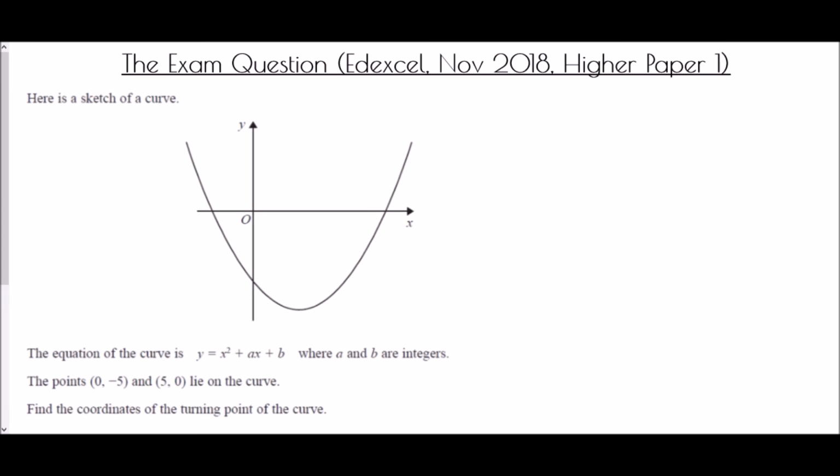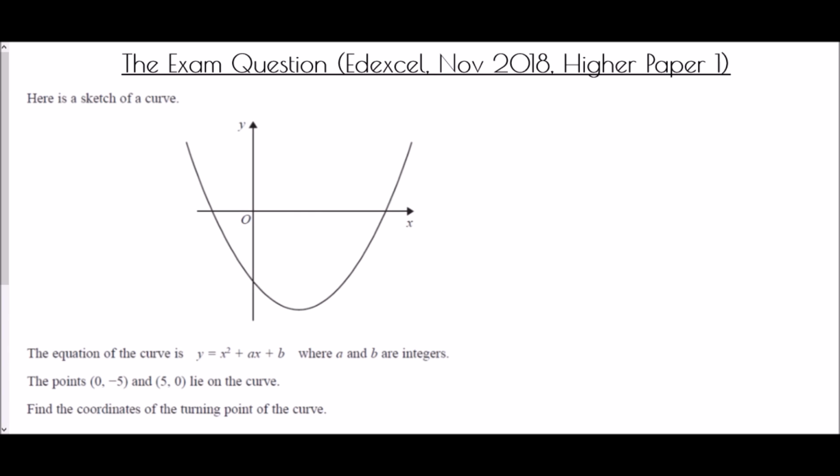And so we're going to end with the exam question. It came from the Edexcel paper in November 2018, and it was on higher paper 1. And what we've been given is a sketch of a curve, and we've been told that the equation of the curve is y equals x squared plus ax plus b, where a and b are integers. The points 0, -5 and 5, 0 lie on the curve. Find the coordinates of the turning point of the curve.